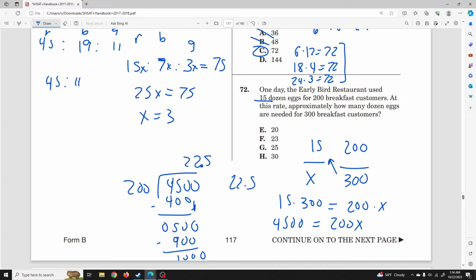Don't worry, it says approximately how many. 22.5 is closest to 23 because you could just round up.